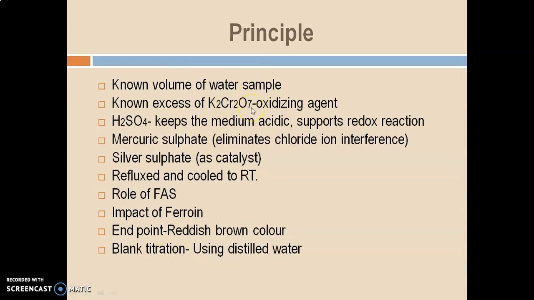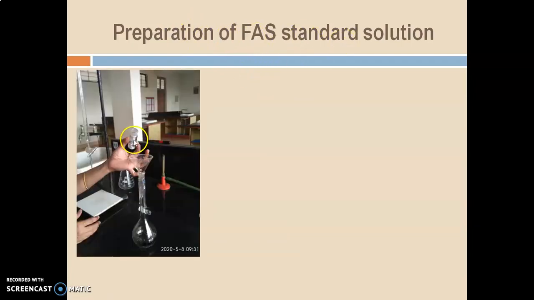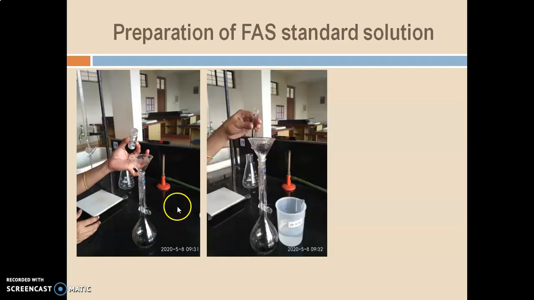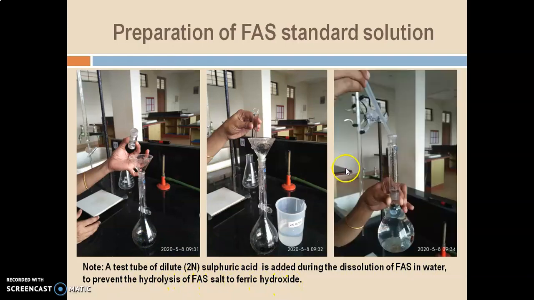sample for their oxidation. Preparation of FAS standard solution. FAS crystals in the weighing bottle have to be transferred into the standard volumetric flask carefully. A test tube of dilute, that is 2 normal, sulfuric acid is added during the dissolution of FAS in water to prevent the hydrolysis of FAS salt to ferric hydroxide. Later, distilled water has to be added so as to make it up to the mark to prepare the FAS standard solution.